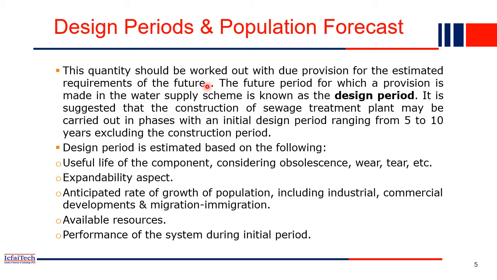So this quantity should be worked out due to the provision for the estimation of the requirement for the future, right? So whatever wastewater plant we are designing today, that plant should be serviceable for the next 20 years or 30 years also. So for that we have to forecast the population.